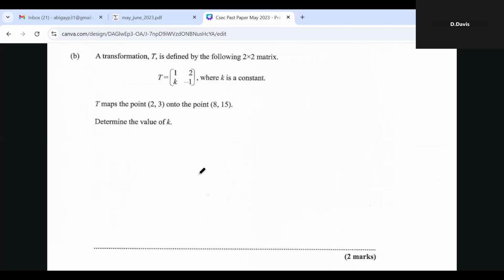All right, so part B. A transformation T is defined by the following 2 times 2 matrix: T equals 1, k, 2, -1, where k is a constant. T maps the point 2, 3 onto the point 8, 15. Determine the value of k. So we're given 2 points. That means this is our translation. You remember our formula in translation?